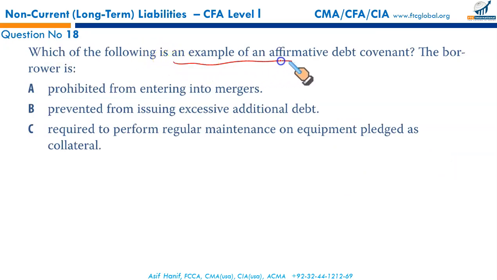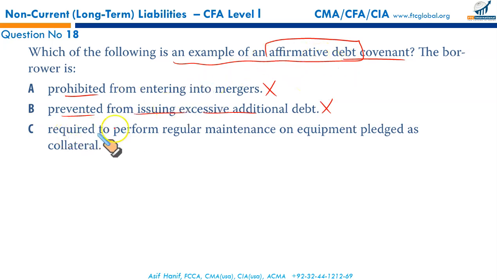Which of the following is an example of affirmative debt covenants? Affirmative debt covenants mean certain actions that a borrower is required to take, like regular payments of interest, payment of principal. If it's a collateralized bond against property, plant and equipment, the maintenance of equipment. Being prohibited from entering into a merger is a negative covenant. Being prevented from issuing excessive debt is a negative debt covenant. Affirmative, in fact, requires certain actions from the issuer.